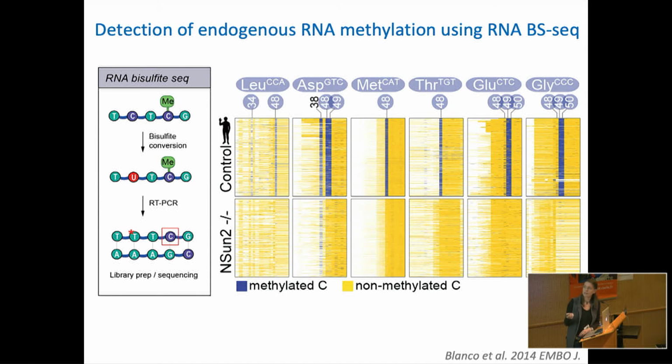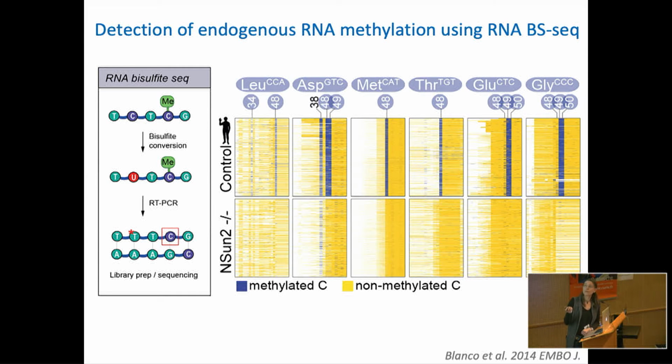This is an example that has been taken from patients that lack a functional enzyme 2 protein. How you have to read this is that on this axis are the different example tRNAs, and on this axis are all the cytosines you find in your tRNA, and these are the sequence reads. Blue means it was methylated, and yellow means it was non-methylated.